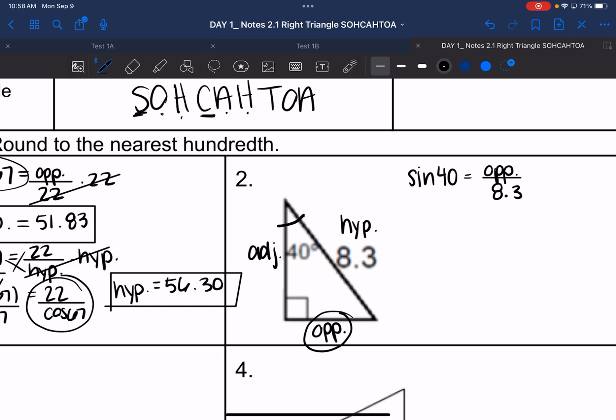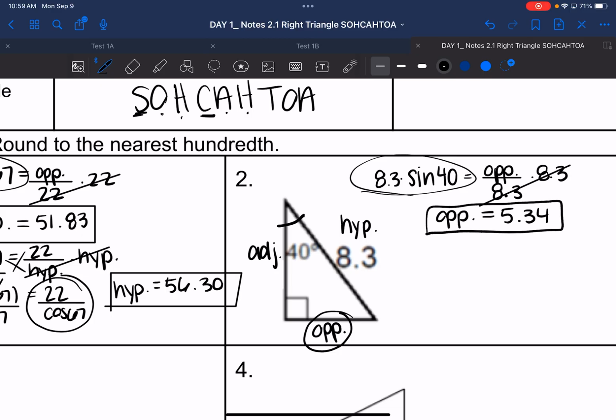All right, so how am I going to solve for the opposite side? Right? So then those divide out. So then this is what we put in our calculator. 8.3 times sine of 40. 5.335. Okay, so to the hundredth, that would be 5.34. Good.